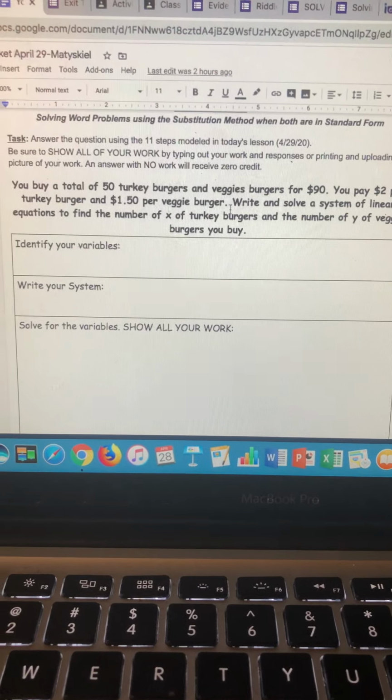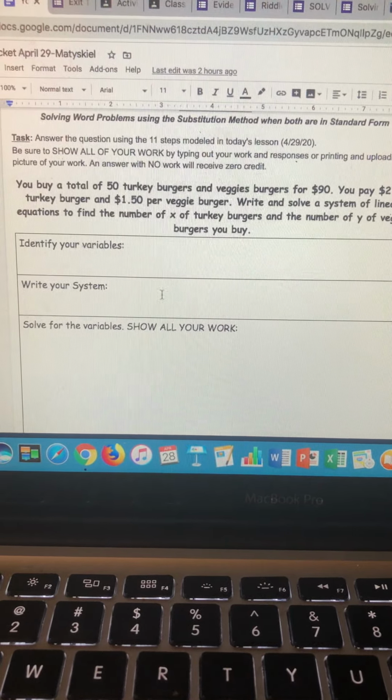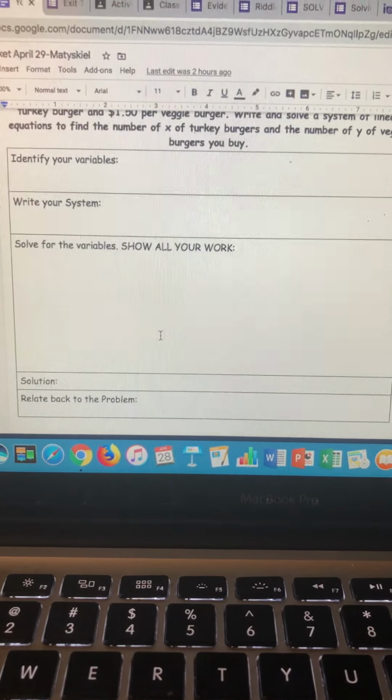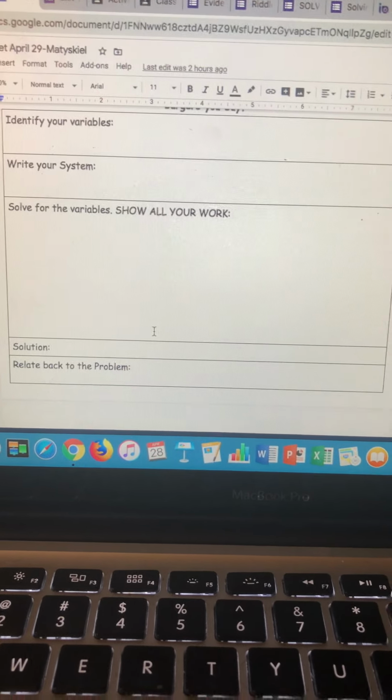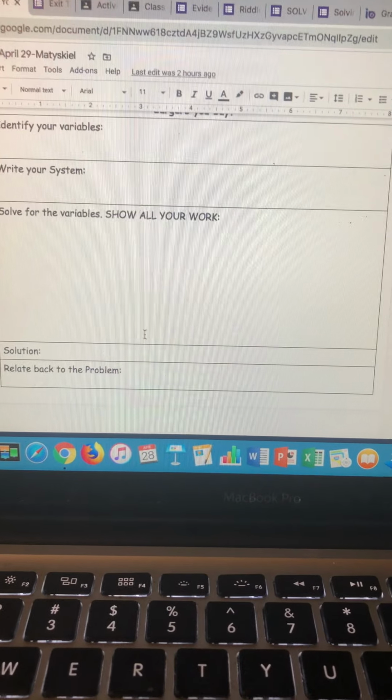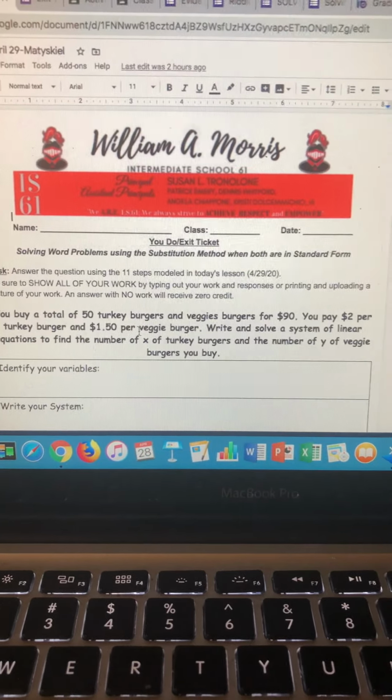Your problem is in bold, and then you have a nice little organizer to keep your work in order of how we solved the modeled examples in the lesson. Okay, so I hope this makes sense.